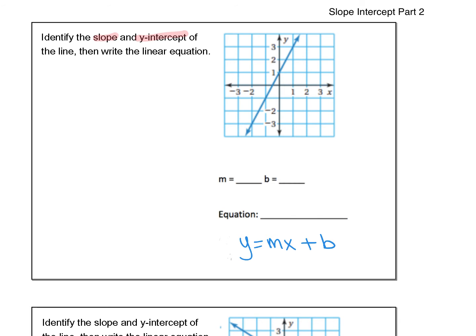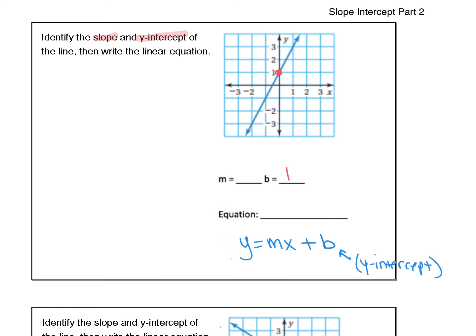And so on this graph, we have to find the m and the b. So let's start with the b. Remember, the b is the y-intercept. So I'm going to find my y-intercept. If I look at my graph, it's just looking to see where this line hits the y-axis. And it's doing that right here. So I can make that into a point right here. And that's a 1. So my b is a positive 1.